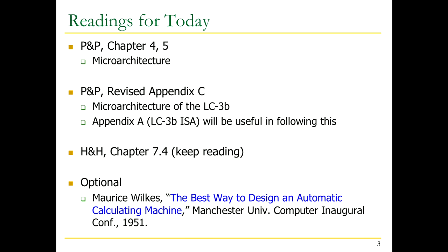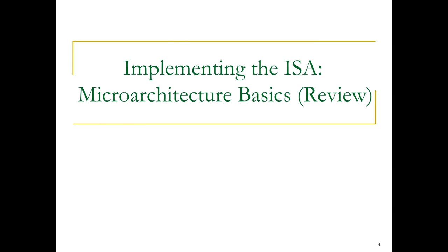And this is an optional reading. Hopefully we'll get to it today, if not tomorrow. You can see that this is from 1951. It's a very bold title, right? The best way to design an automatic calculating machine. It's referring to a multi-cycle micro-coded architecture. Clearly, we have better ways today, but at that time, Maurice Wilkes, who's a pioneer in computer architecture, gave it that name. Okay. Let's start.